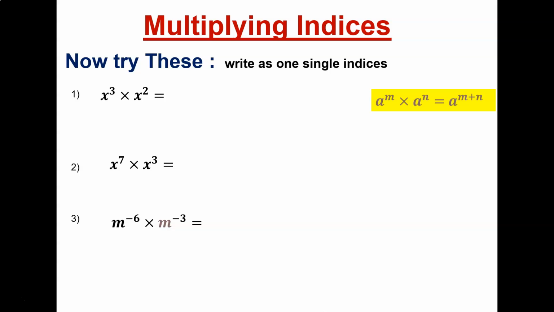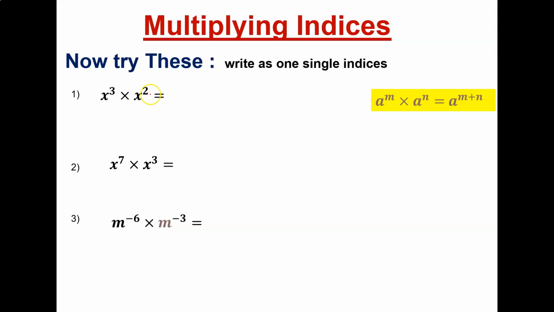It says now try this, and that's the rule. You've got here 3 questions to try. Don't change it into multiplication. Use the multiplication rule to work out the answer. You can stop the video and complete it now. Fine, I think you have tried, so let's do it together.